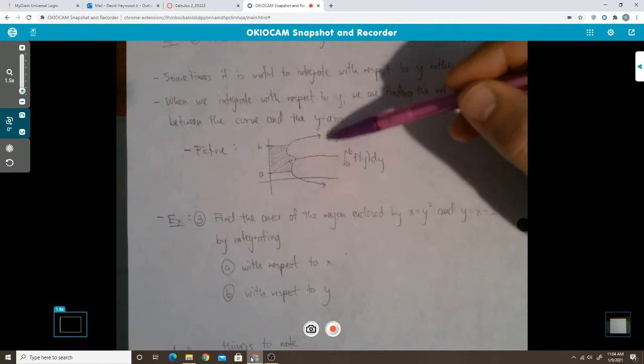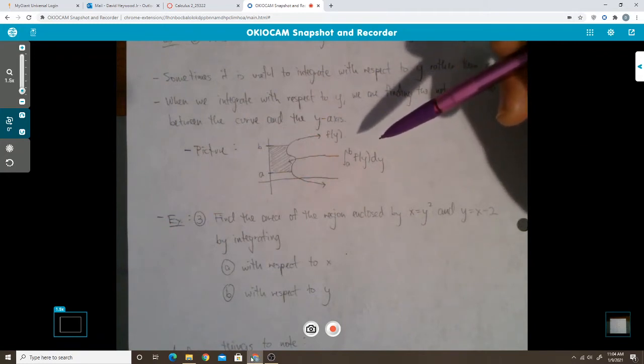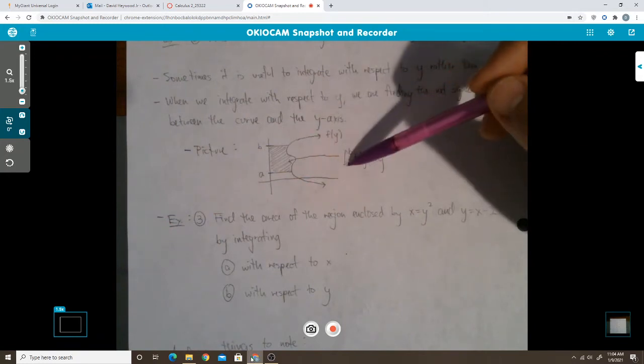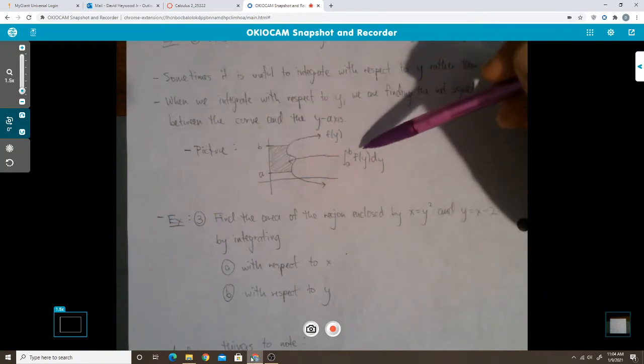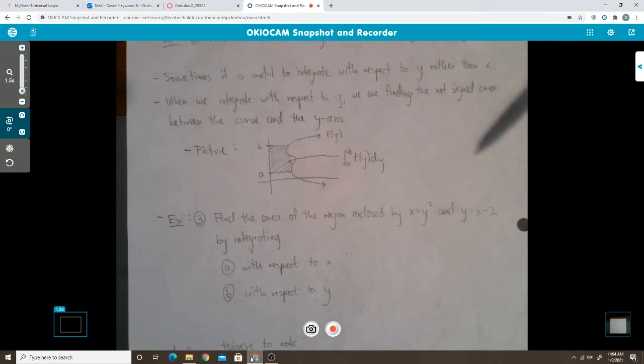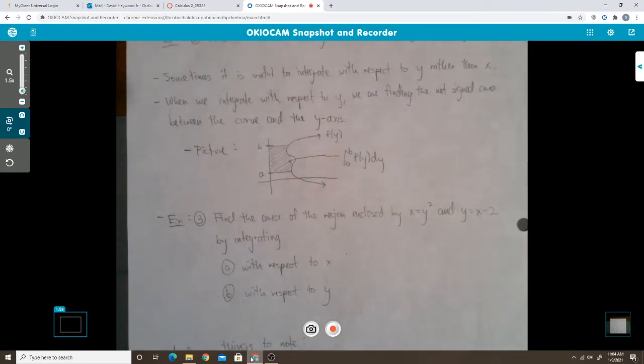So your function needs to be given in terms of y, and if it's not, then you need to solve it so that it's that way. And then your limits of integration need to be along the y-axis, right? But this will give this area just like it did if you were integrating with respect to x. So let's practice that a little bit.